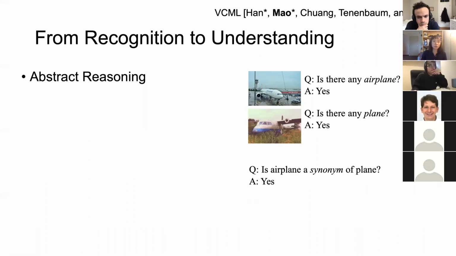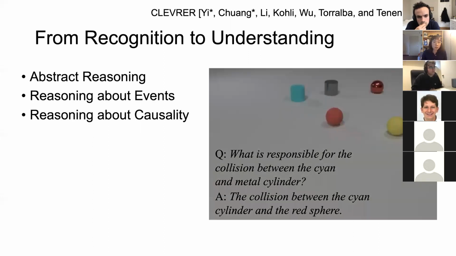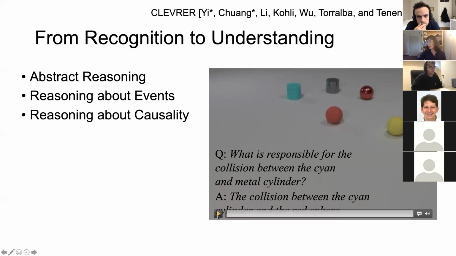But there are still many other things to do to really understand natural language and visual things. For example, I have briefly mentioned the idea of abstract reasoning about visual concepts. Also, humans are able to reason about events and about causality. For example, looking at the video on the right, we can answer questions like, what is responsible for the collision between the cyan and the metal cylinder? And probably you can give the answer, the collision between the cyan cylinder and the rubber cylinder.